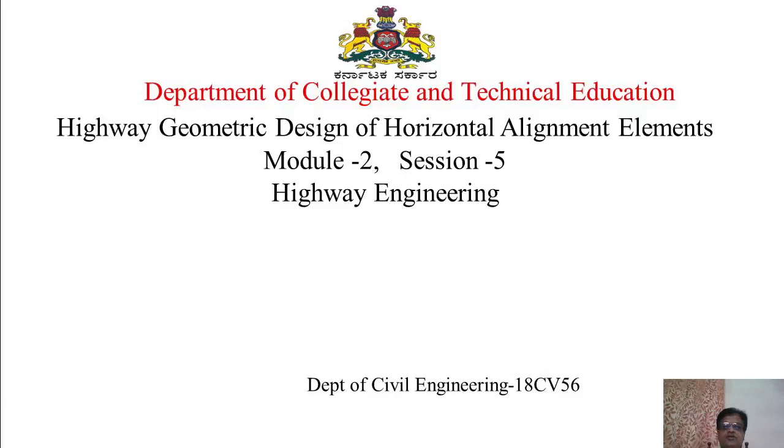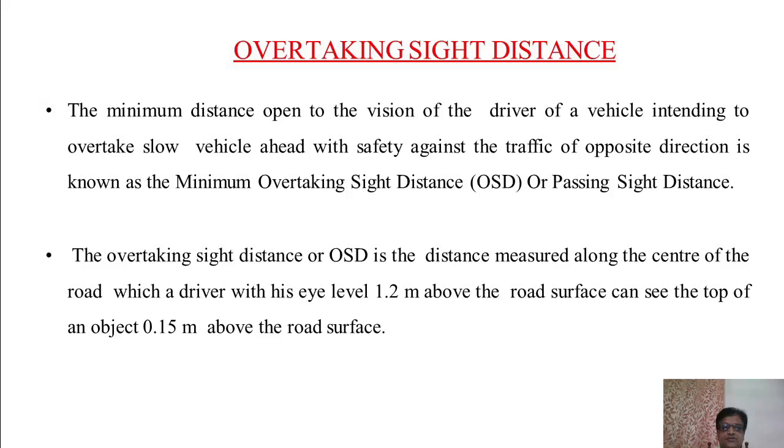Good morning. Department of Collegiate and Technical Education. Highway Geometry Design of Horizontal Alignment Elements. Module 2, Section 5. Highway Engineering of 5th semester, Civil Engineering. Subject code is 18CV56.